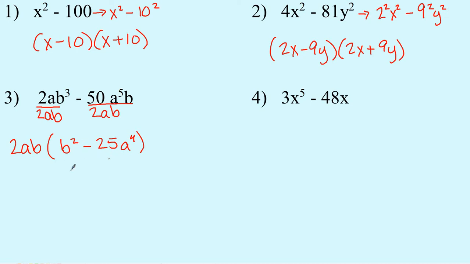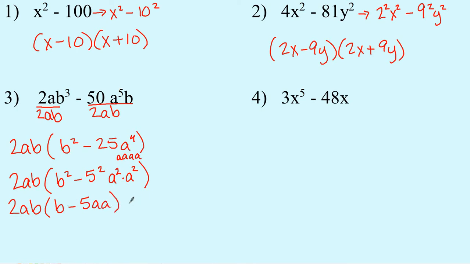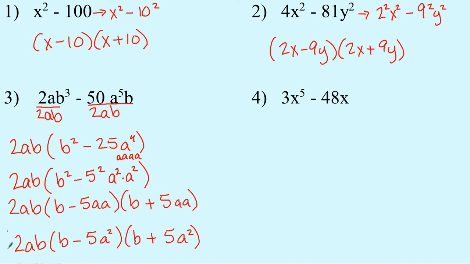Okay, so how do I write this as something squared? Well, I leave my GCF out front. That's already squared. 25 is 5 squared. And then a to the 4th is just like having a squared times a squared. You've got 4 a's, and you want to write it as something squared. So your first set of parentheses is without all the squares. So b minus 5aa, and then one with an addition sign. But of course we can write aa a lot better. We can write that as a squared. And that's our final answer.